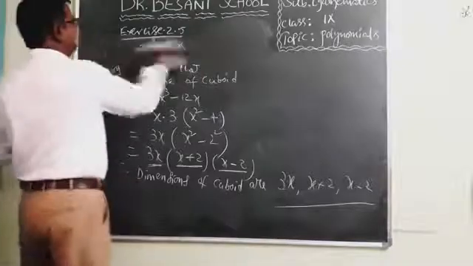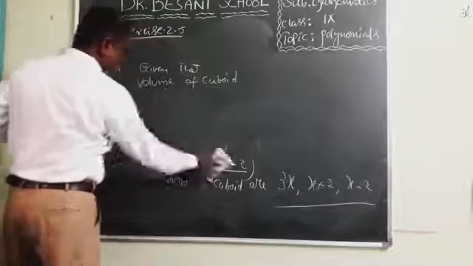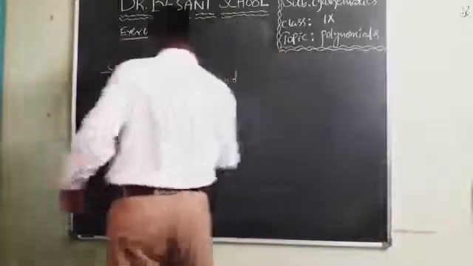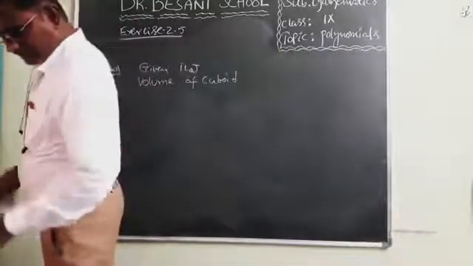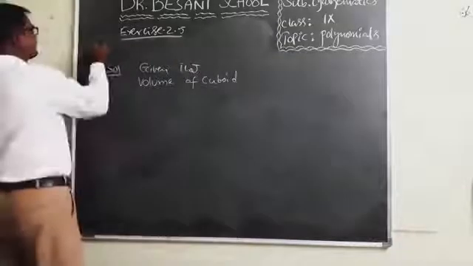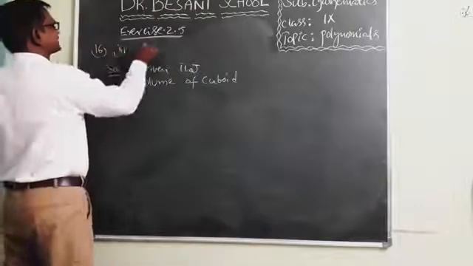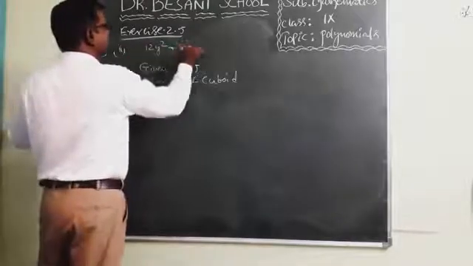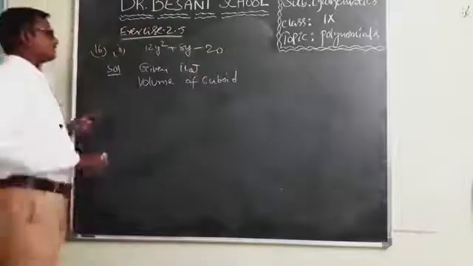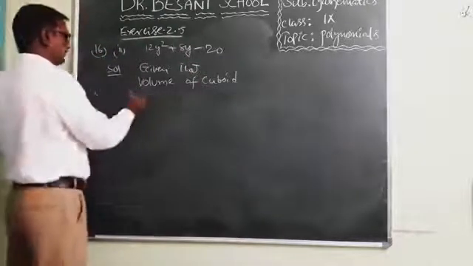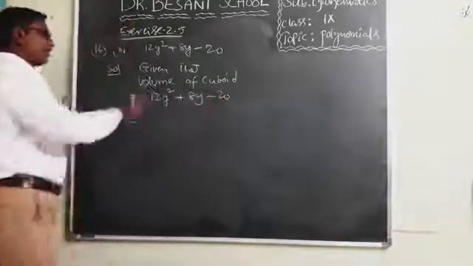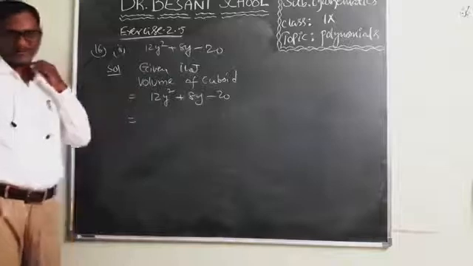Yes. Verify. One more problem is there in this Roman. Let me explain that problem also. See, children, textbook 16th Roman, second one. What is given? 12y square plus 8y minus 20. So this is the volume of the cuboid. Given that volume of cuboid is equal to 12y square plus 8y minus 20. All these are divisible by 4. Am I correct or not?